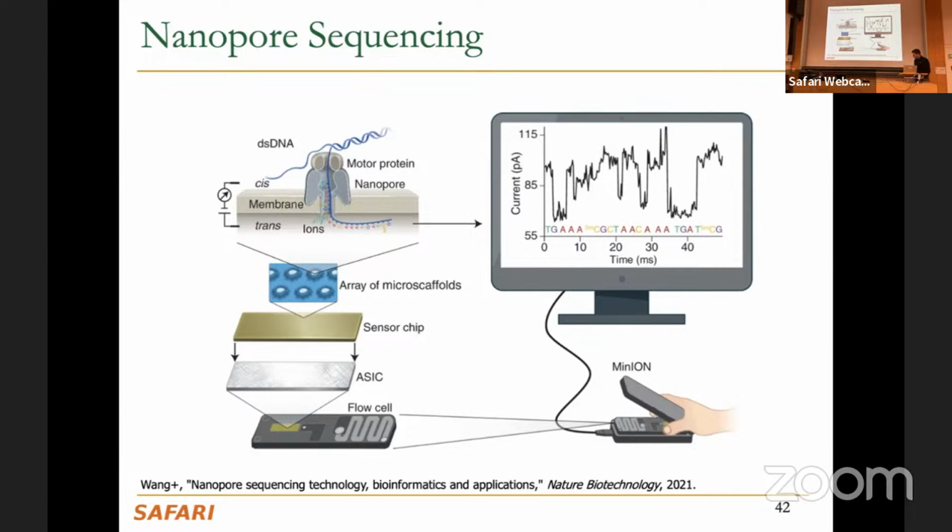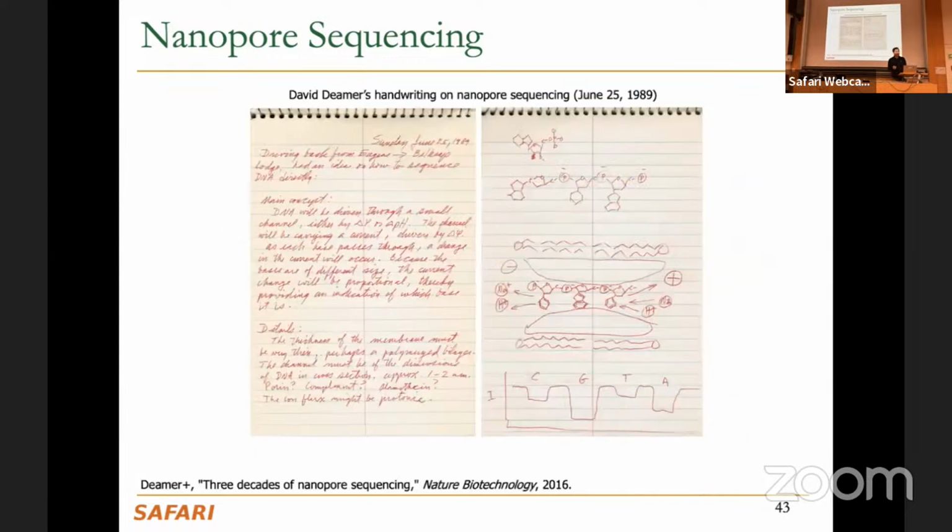Of course, this is the current state of nanopore sequencing technology. We can now fit this entire large-scale sequencer into a very small device. But it didn't start with this initially. It started with an idea in the 1980s by David Deamer.